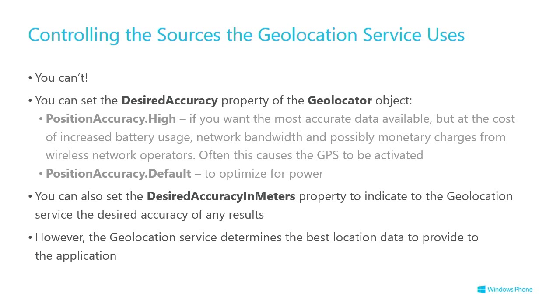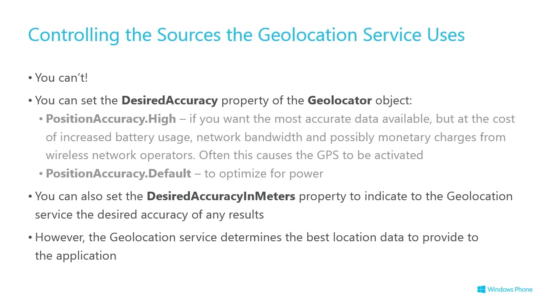Well, you can't actually specifically say I only want Wi-Fi triangulation or something. The only thing you can do is set the position accuracy enumerator to high, if you want the most accurate data available. This will usually mean it will fire at the GPS. Often that's the case. But if you just want to leave it to the phone and just say, okay, give it your best shot, you just set it to default.